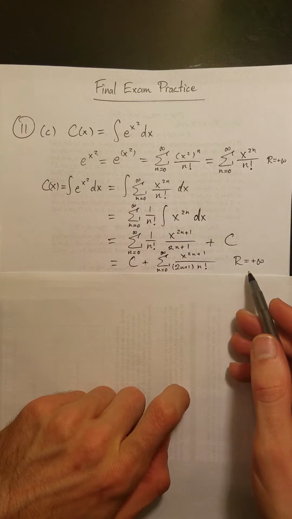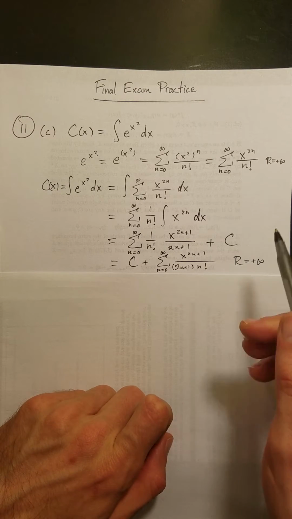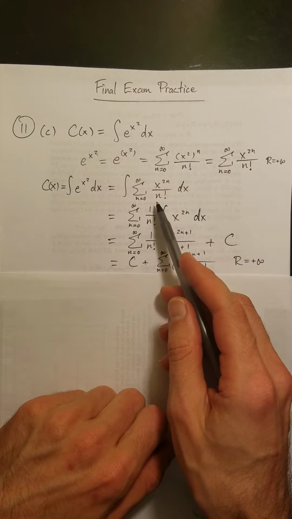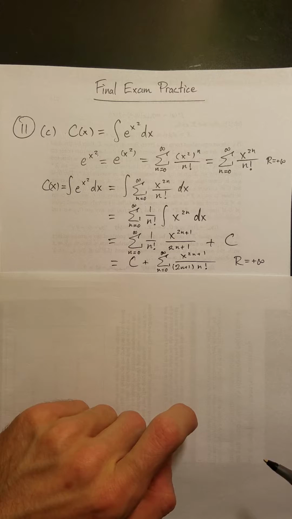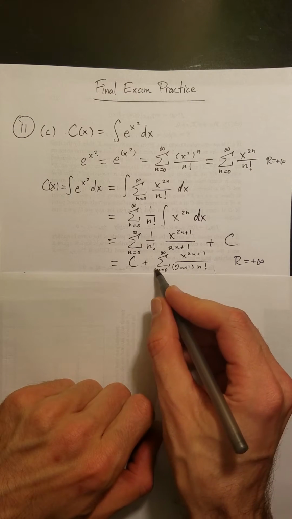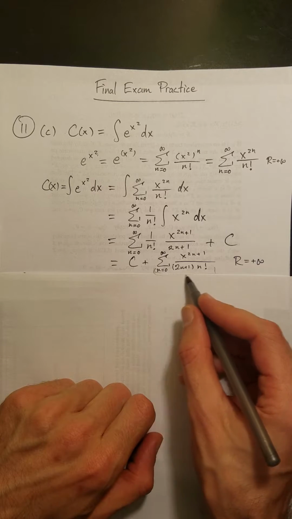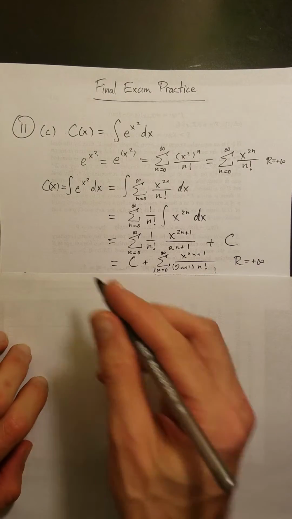And so the reason that the radius of convergence is still positive infinity is because when we integrate a power series with a particular radius of convergence, that radius of convergence does not change. So the last thing that we want to do is just find the first three terms of this power series. So I guess I'll do that over here.